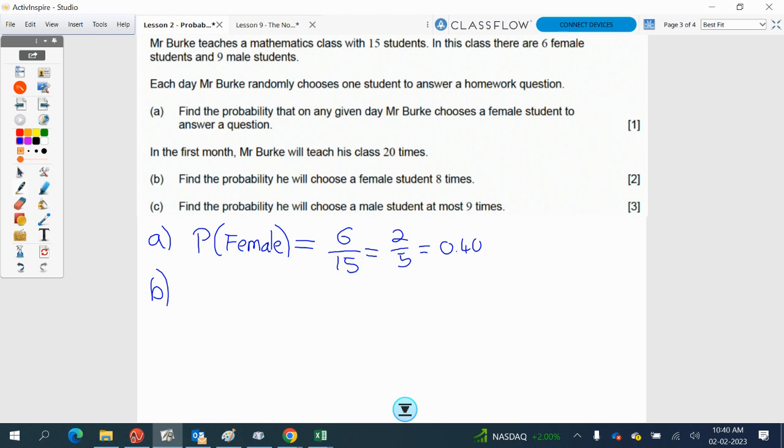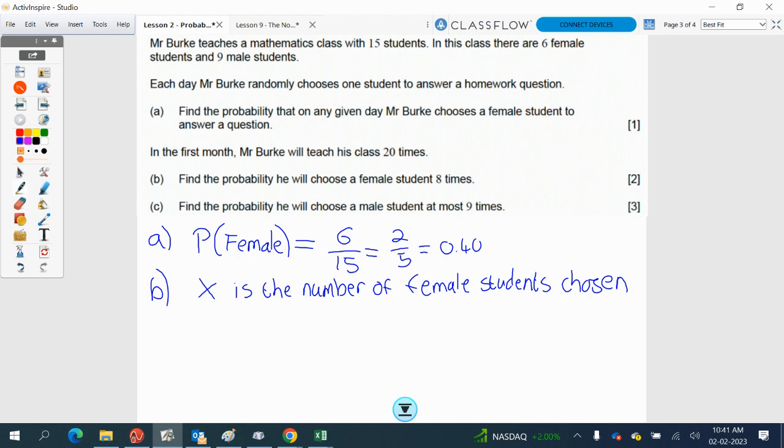So let's put up our discrete random variable. X is the number of female students chosen. What's the smallest value that X can have? 0. What's the largest value it can have? 20. X has 21 possible values it can be. It can be 0, 1, 2, 3, up to 20.